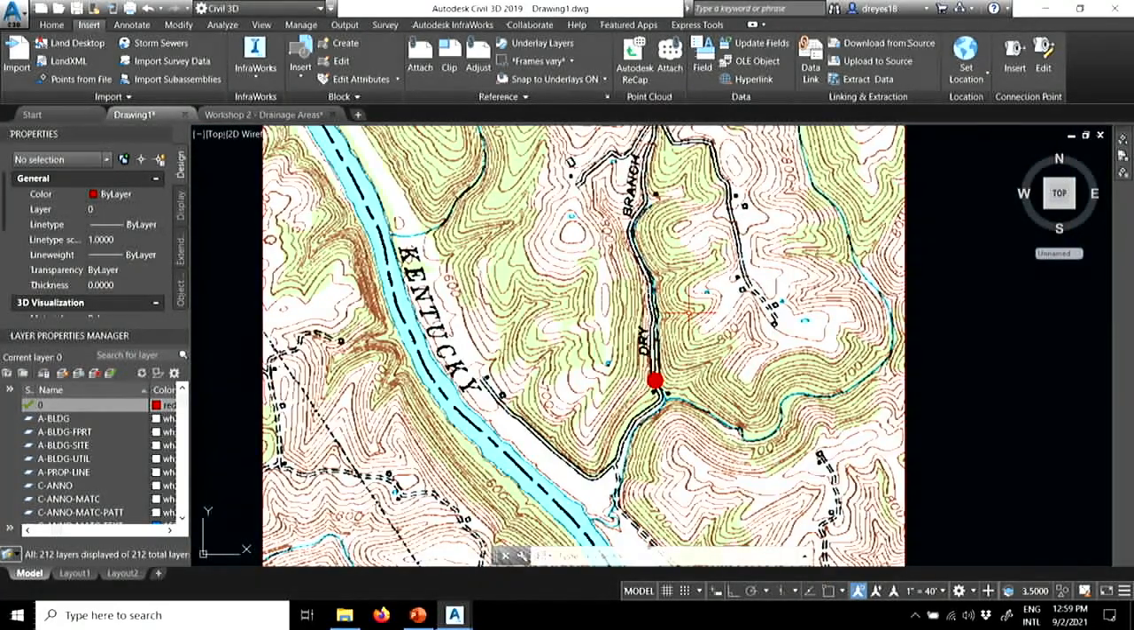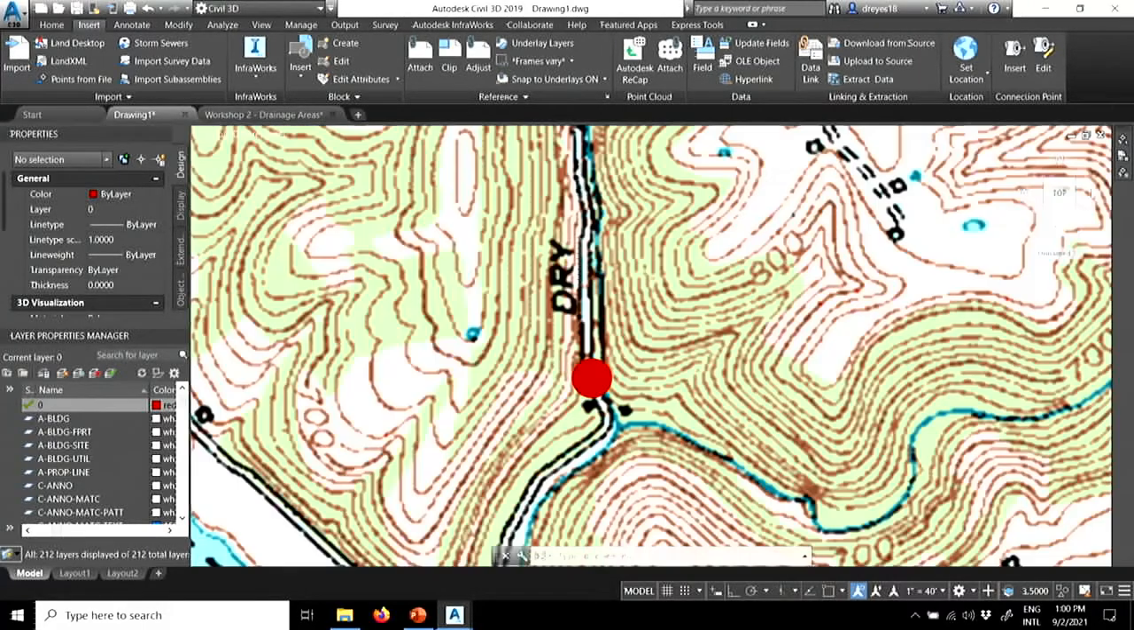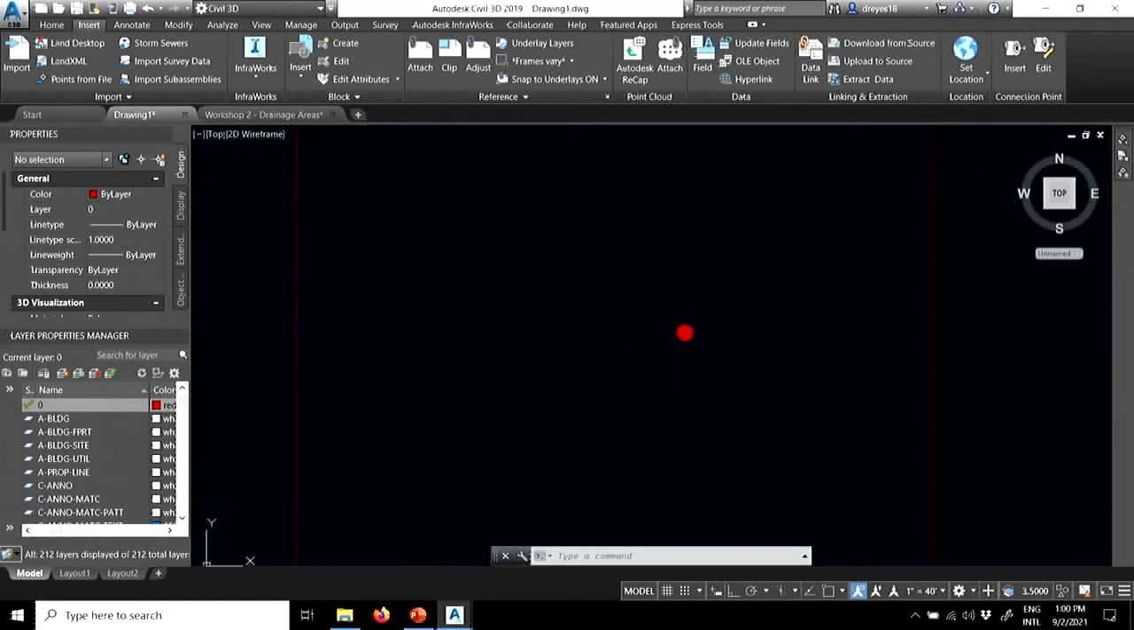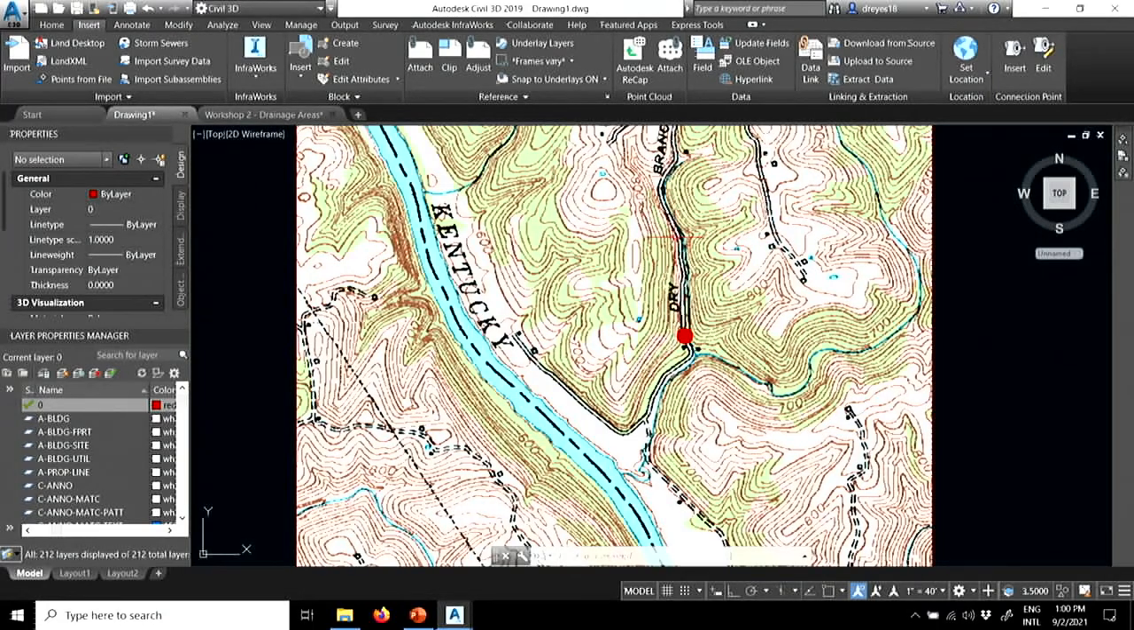conceptual question. Based on how the contours are arranged here, based on how this water body is drawn, in which direction do you think water passing through this point is draining? Is it draining towards the south or towards the north? South, right? Because we know that we have higher points up here and lower points down here, which means that it's draining towards the south. Water always follows the direction of gravity.